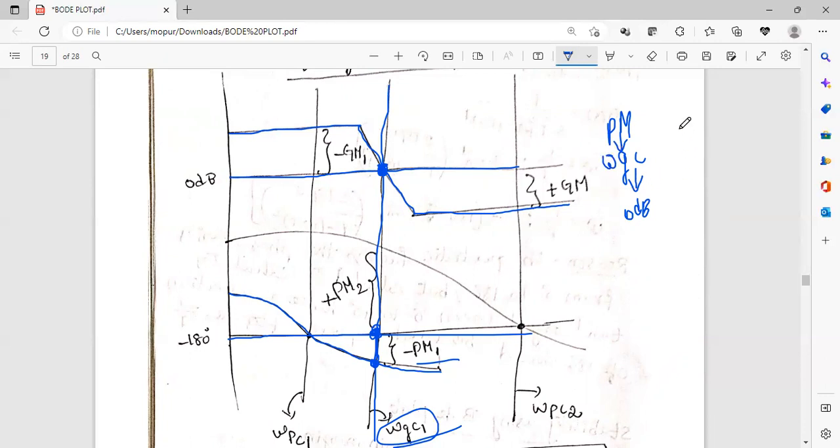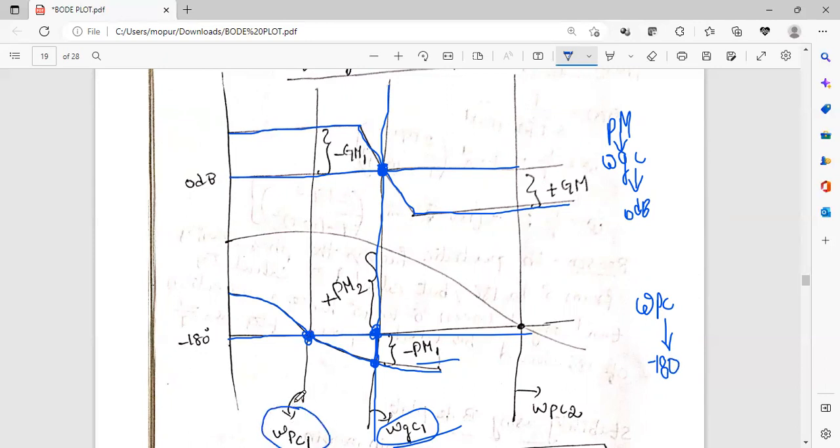Now, the intersection of the phase angle plot with the minus 180 degree line is called the phase crossover frequency. You can call it omega PC. Phase crossover frequency means the intersection of the minus 180 degree line and the phase angle plot. So this is the phase crossover frequency.